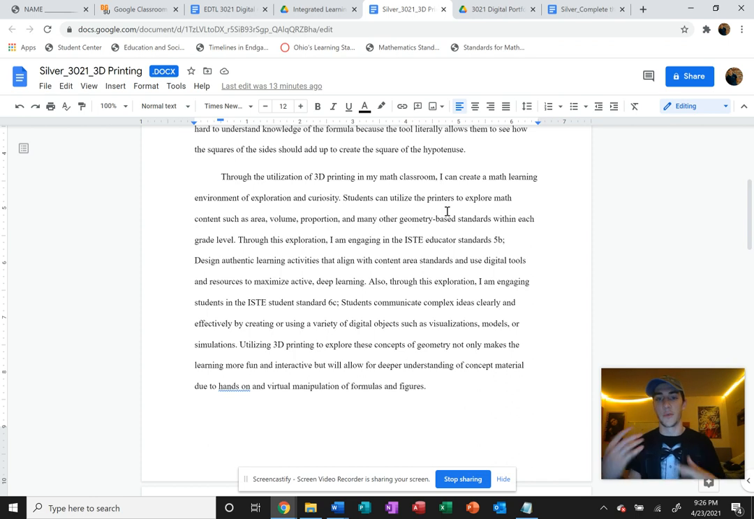So like within a geometry-based classroom, I can use 3D printing to explore area, volume, proportion, and other geometric standards within each of the grade levels, with the idea of 3D printing helping to boost their understanding of these specific content standards, because it gives them those hands-on ability to manipulate and process like the design process of the 3D figure.